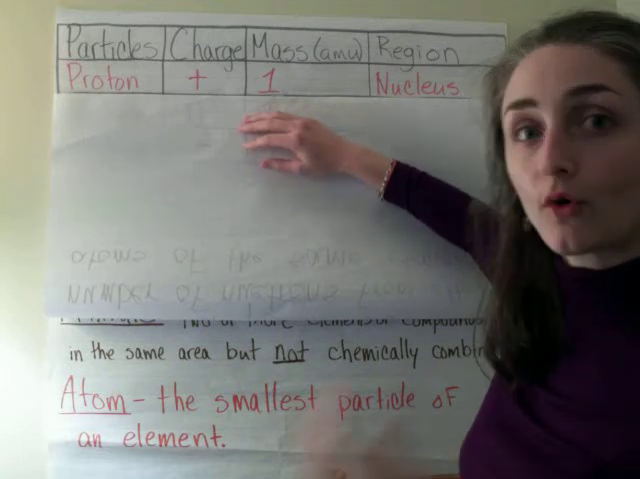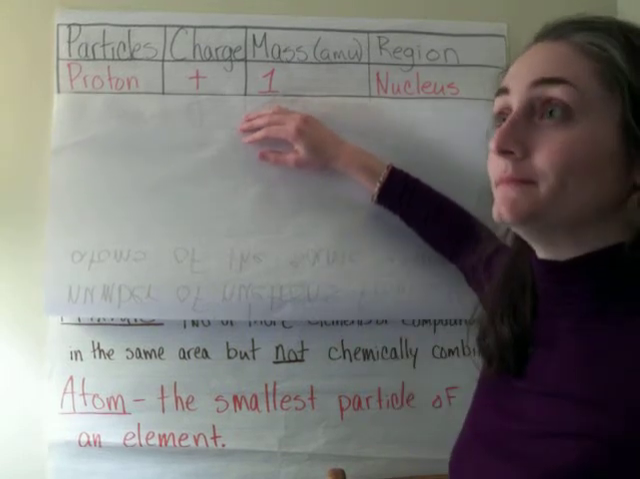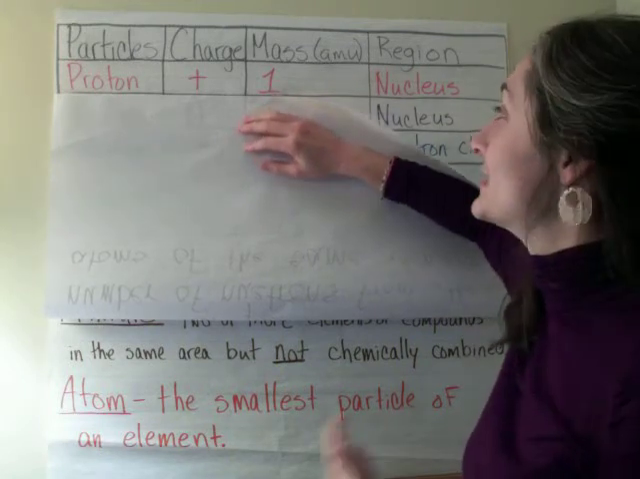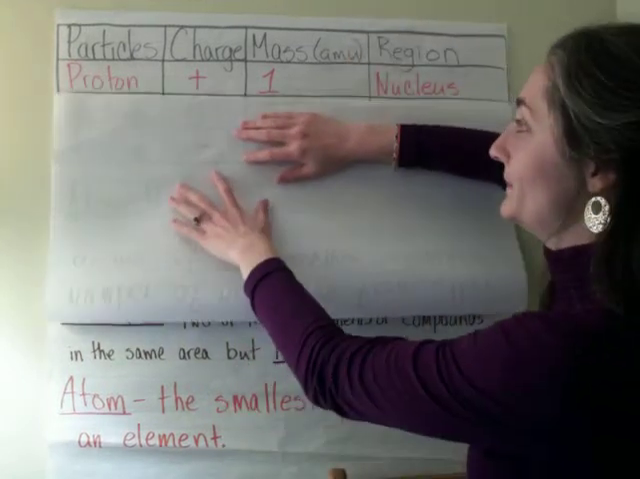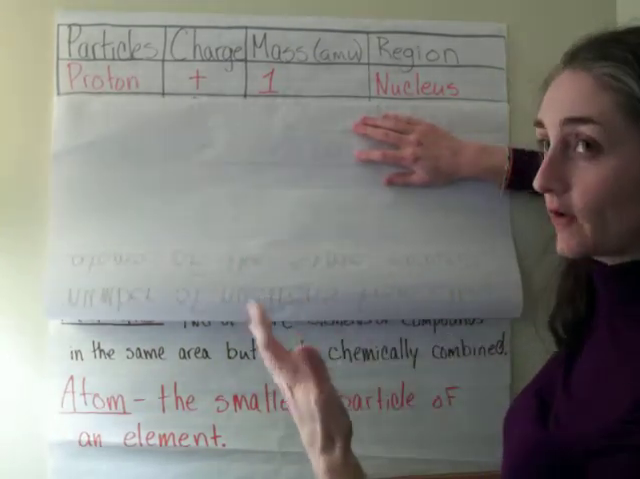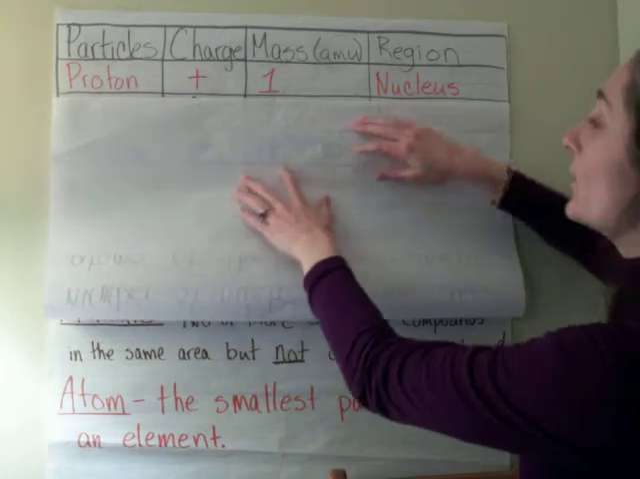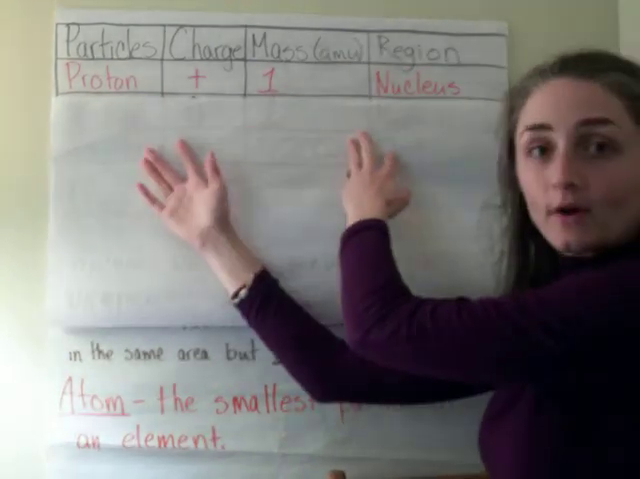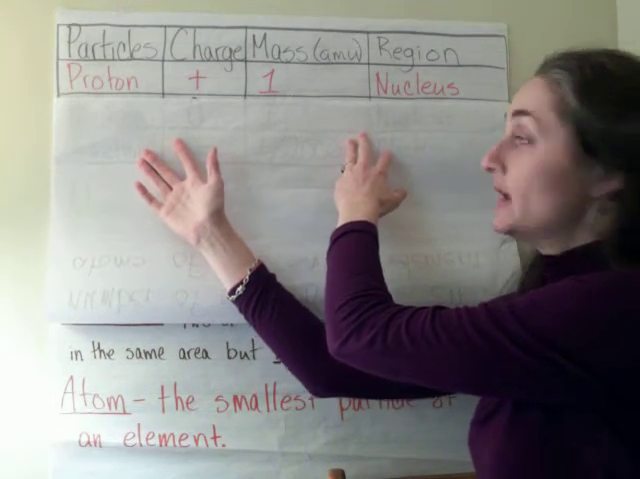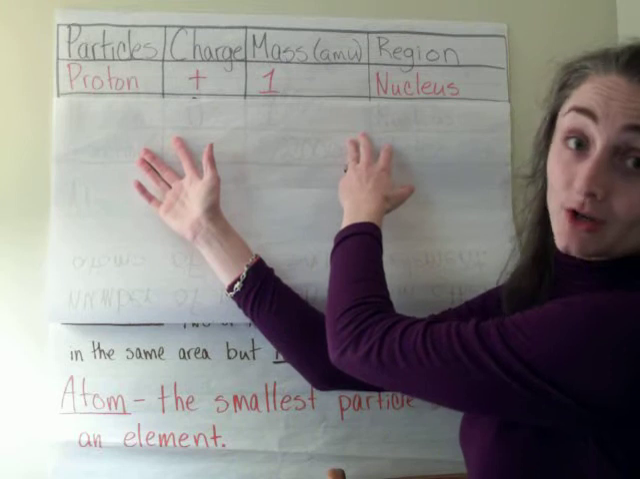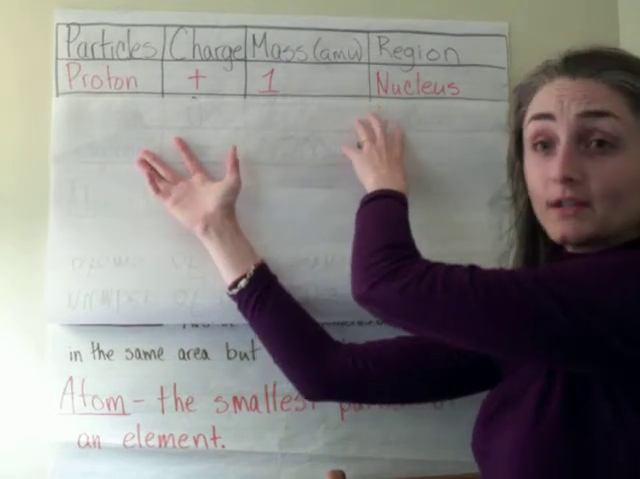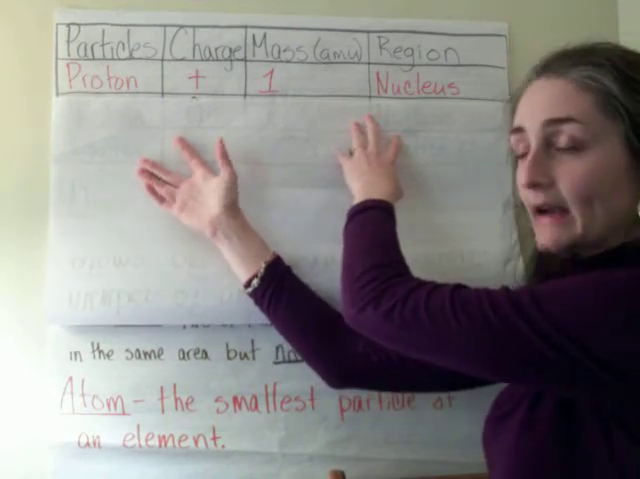AMU is kind of like grams, only it's, I don't know, it's incredibly many times smaller than a gram. But it's just a unit. That's the way it's like a gram, is because it's a unit. So what we mean by region is where do we find it in the atom? Where do we find it in our model of an atom? So we find the proton, and we should have known this if we remembered the question from last class. We find the protons within the nucleus of the atom.